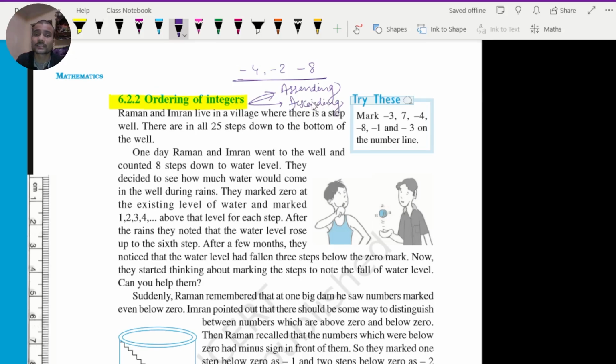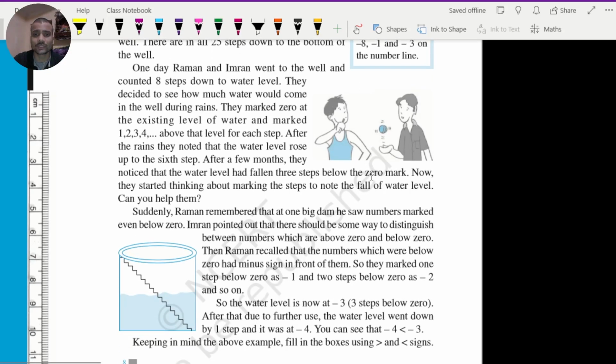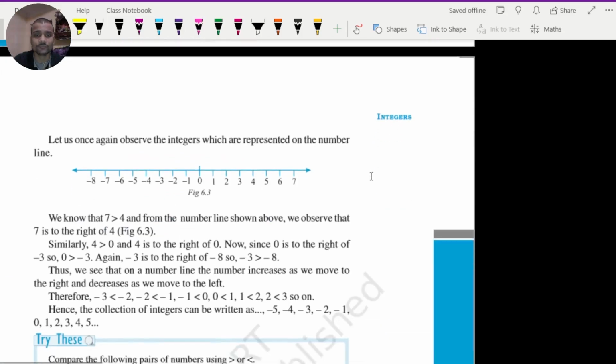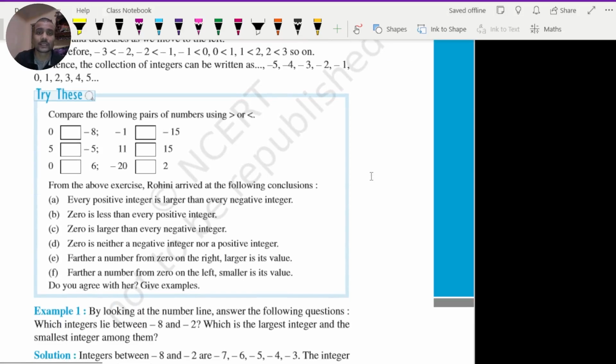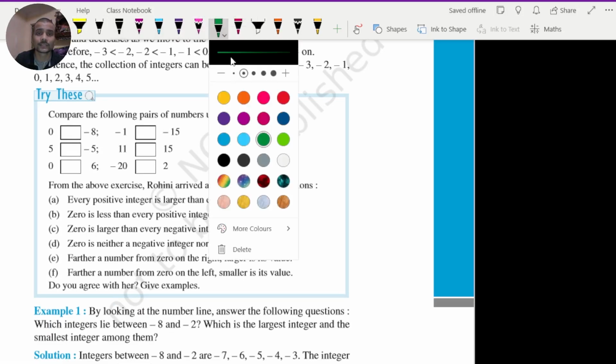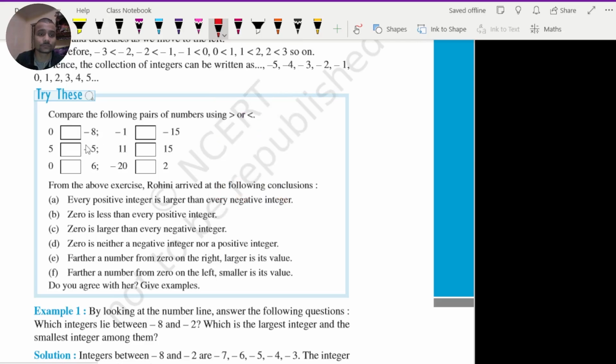If it has been said that you have to use ascending order, then you can use ascending order. Otherwise, whichever you prefer for better understanding, you can use that. So again, some exercise has been given here, so let us come to solve this.